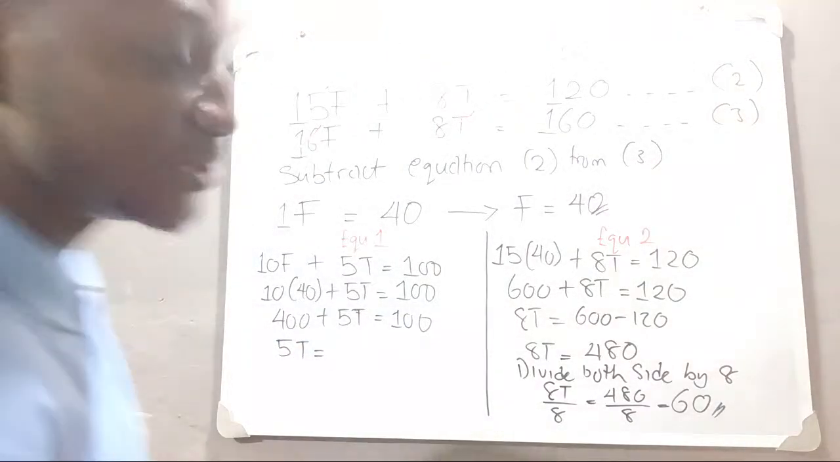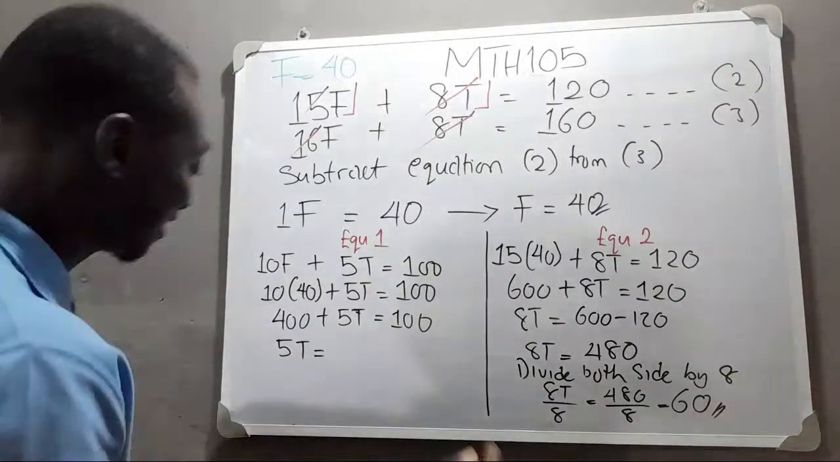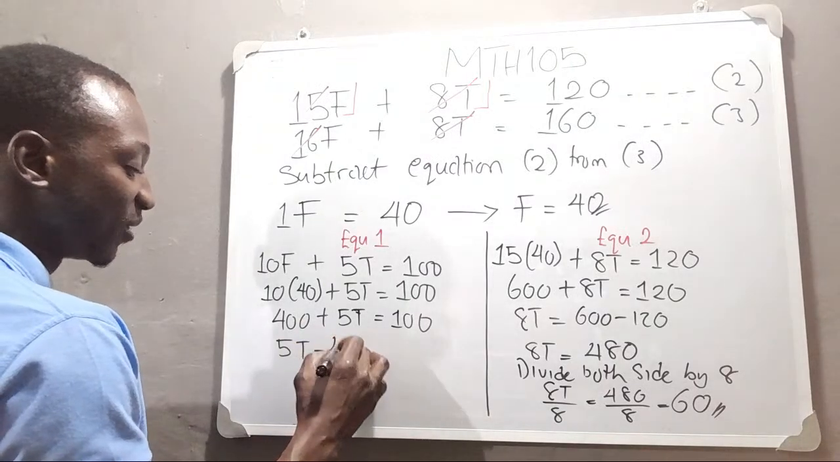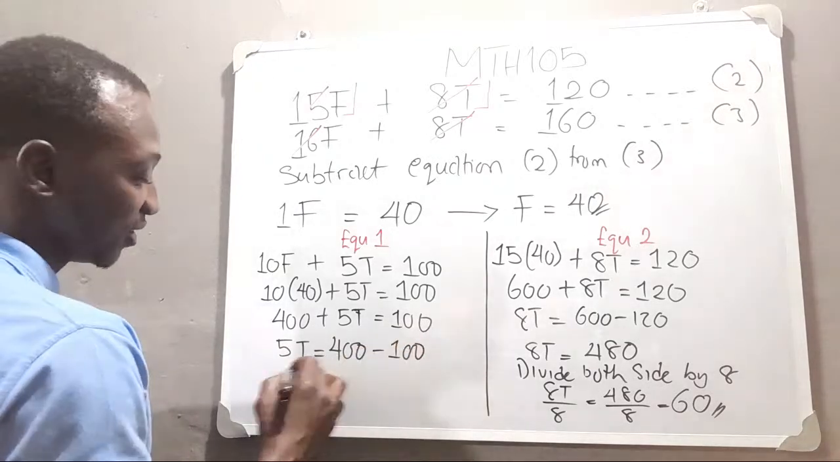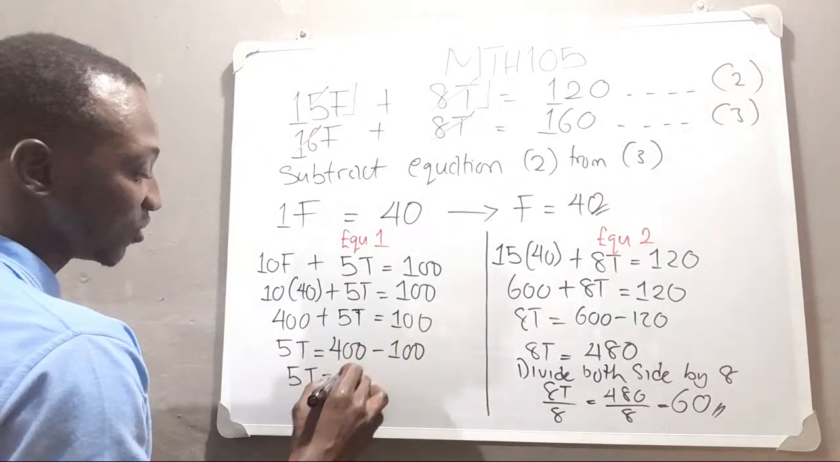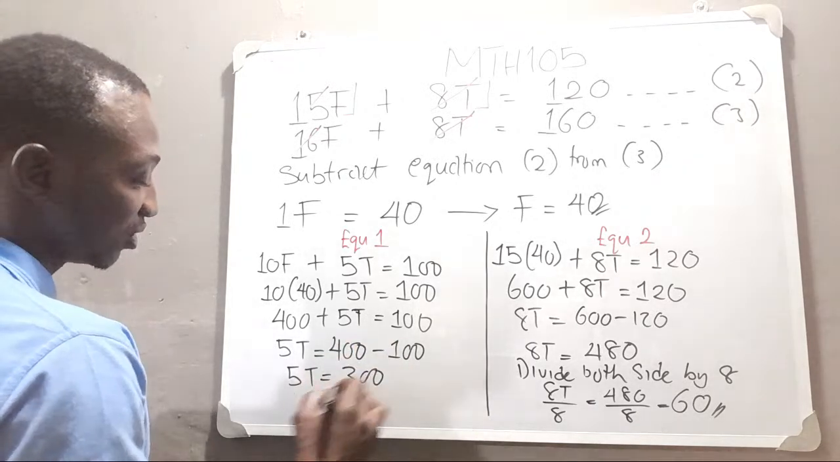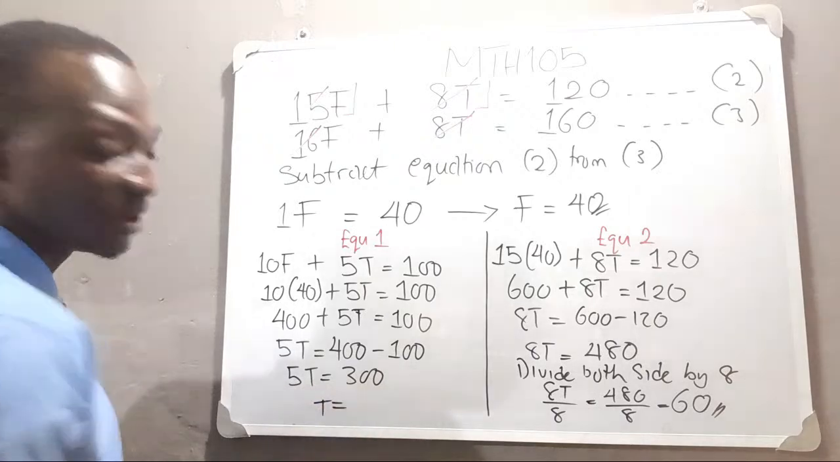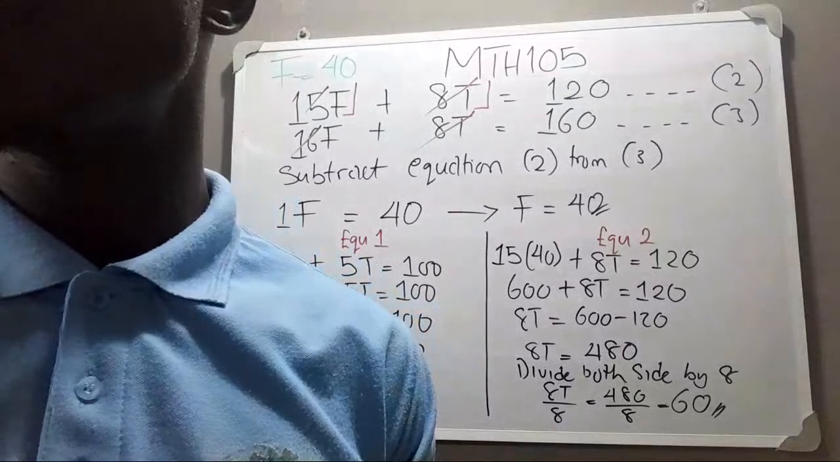So we have to bring this 5t forward. 5t equals, if this one is to come forward, we have 400 minus 100. So we have 5t equals, when you remove 100, we have 300. So when we divide both sides, we have t. Let's see, 300 divided by 5, if our answer is right.